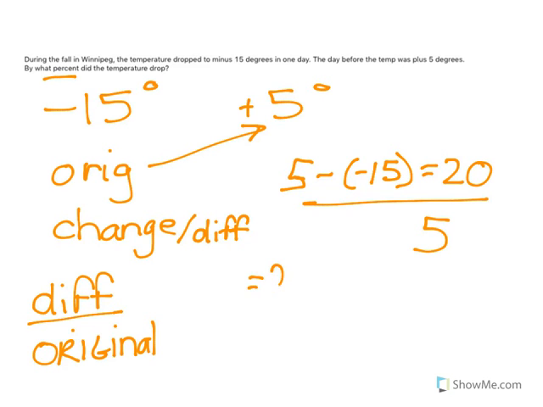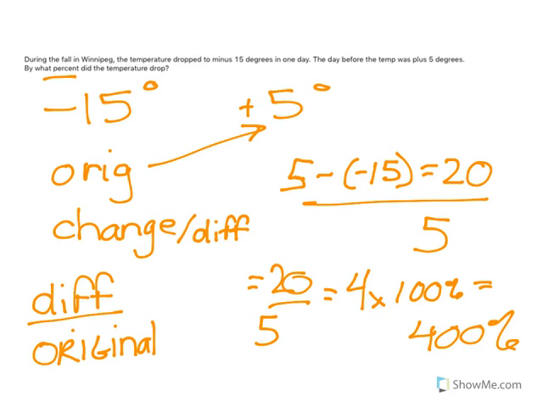So if I take my fraction of 20 over 5, that's the same as 4. We want it as a percentage, so 4 times 100 gives us 400%. A 400% change in temperature. Sounds about right for Winnipeg.